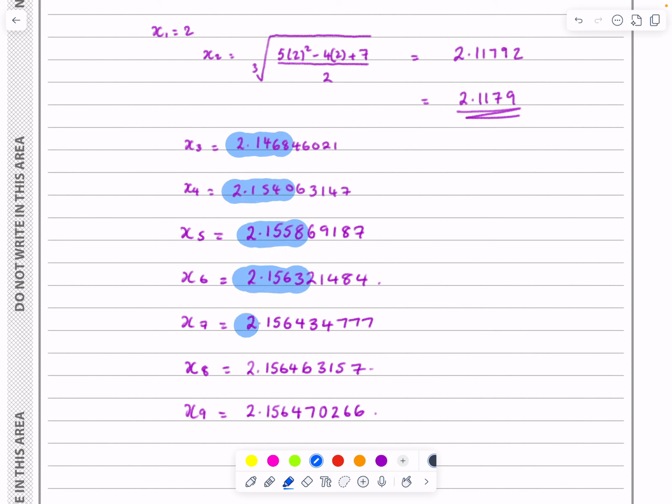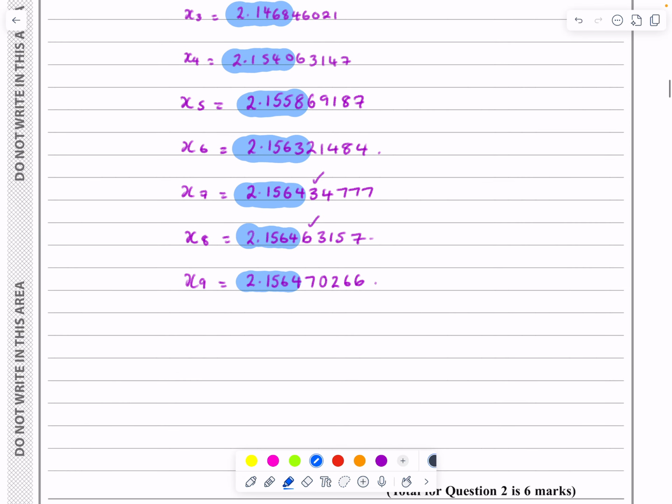Now, as I'm going through here, I can't stop until I get to the stage where it stops changing over those 4 decimal places. So now when I get to x7, x8, and x9, it's 2.1564347. Then it's 2.15646. At that stage, that hasn't quite settled down enough yet. But by the time I get to that third one, then we can say, right, now that's got to that 7 there. It's not going to change anymore. You can go x10, x11, x12 if you want.